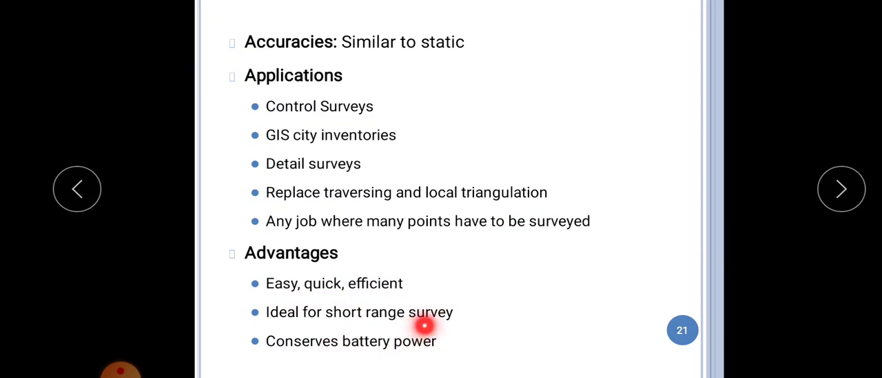Then ideal for short range survey. That is, if the baseline distance is very short, this is the best method, and it conserves battery power. So these are the advantages. So this is about rapid static method.